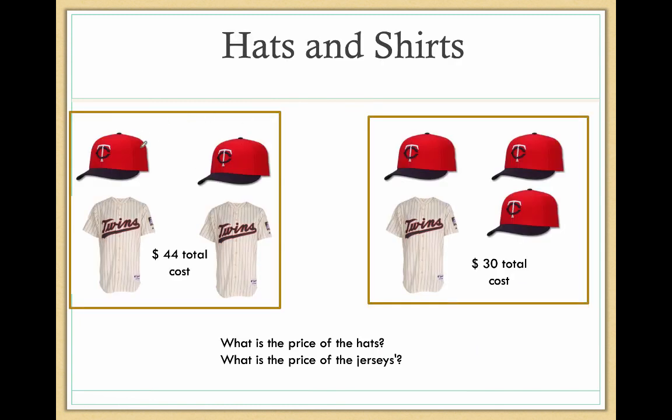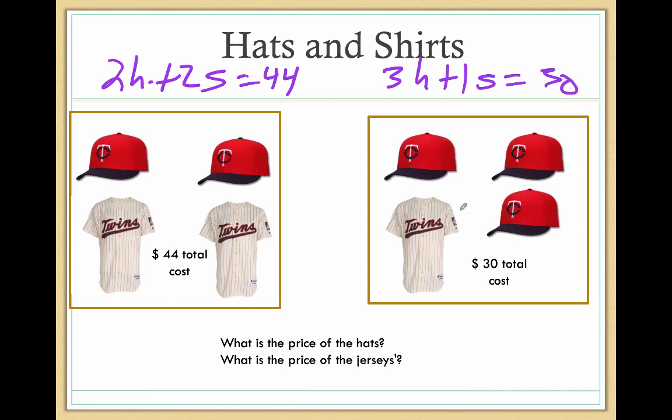Okay, hats and shirts, hats and shirts. Let's see. 2 hats plus 2 shirts equals $44. So this is price of the hats, price of the shirts. This is 3 hats plus 1 shirt equals $30. So you can do linear combination, or you could do substitution. It doesn't matter. I don't know which one you want to do.